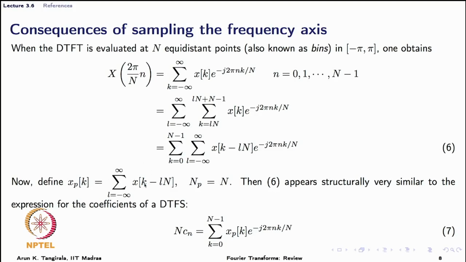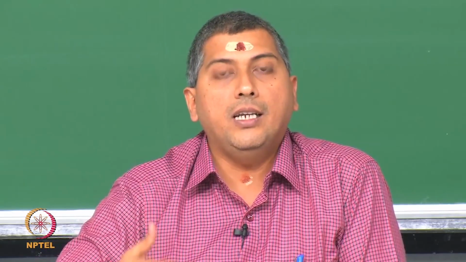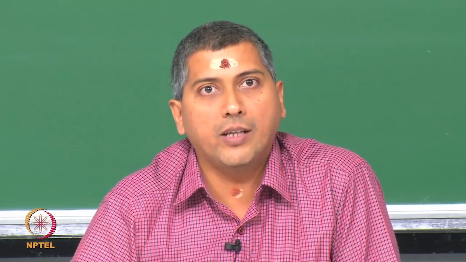Plugging in this new variable into equation 6 gives me equation 7, well not exactly, but the right hand side of equation 7, where I have sigma k equals 0 to n minus 1, x_p of k, e to the j minus 2 pi k over n. Why are we paying attention to this expression? That is because this has very strong similarity to the expression that I had in the discrete time Fourier series. When I am looking at periodic signals, remember I would use discrete time Fourier series.